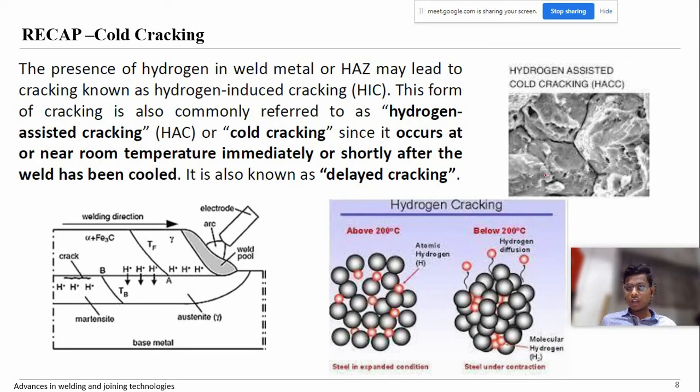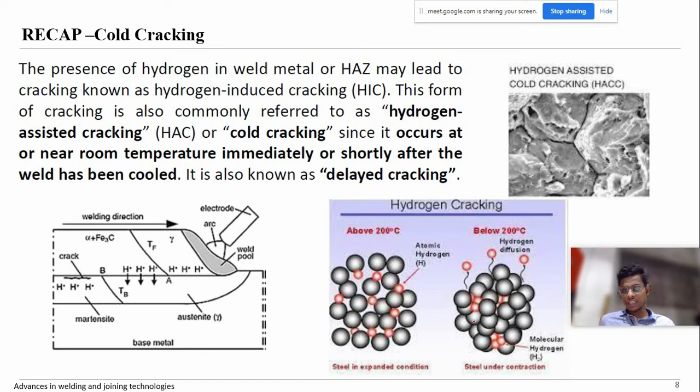This hydrogen at the grain boundaries will apply pressure, so stresses will be generated along with the normal tensile residual stresses generated during the welding. Due to the combination of these stresses, it will apply the pressure. Because of that, cracking will be happening, and that is at room temperature.